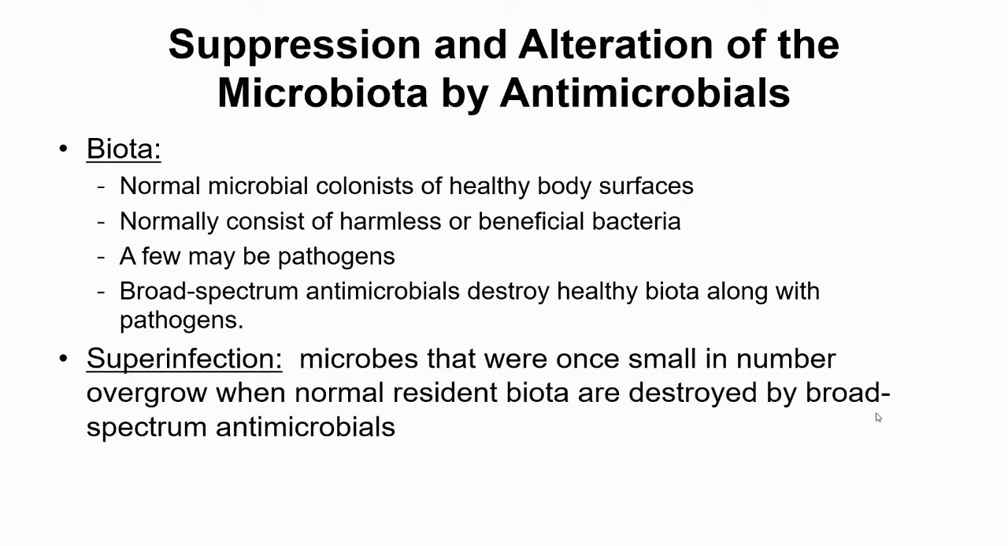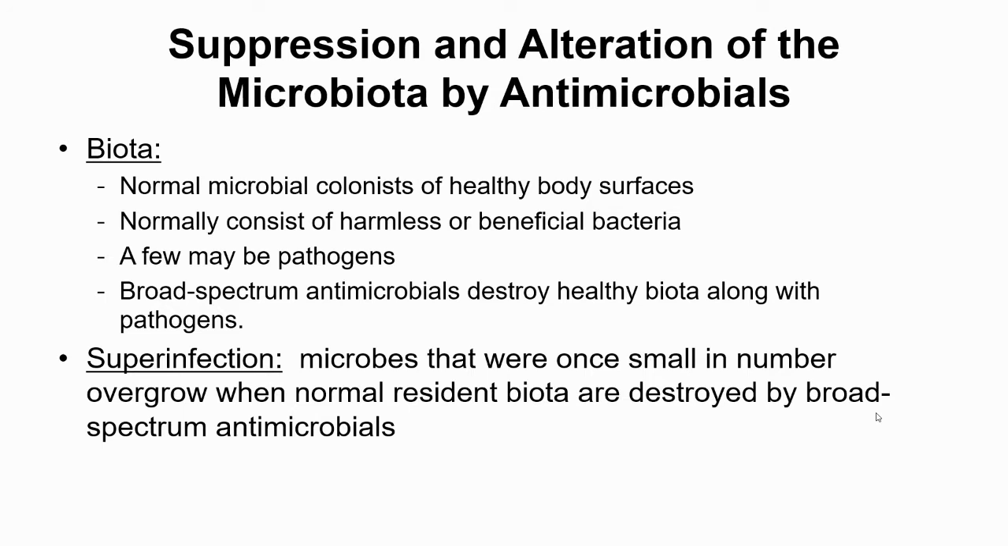So when we talk about biota, we talk about our normal microbial colonists. These are the ones that our healthy bodies have everywhere. They are typically harmless or beneficial bacteria, and they keep the bad guys in check. A few of these normal biota may be pathogens. A certain percentage, about 3 to 5% of the population, has methicillin-resistant Staphylococcus aureus as part of their normal microbiota, but as long as it's in balance, they are not causing disease in these people.